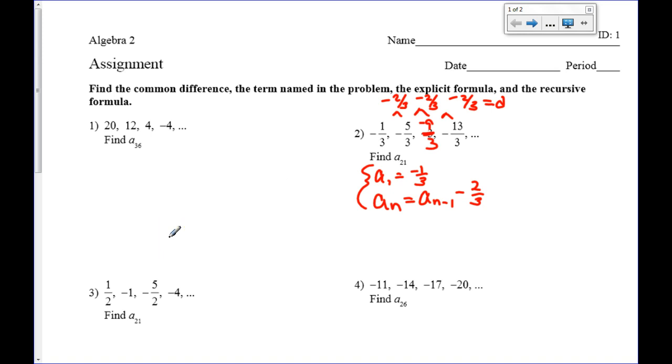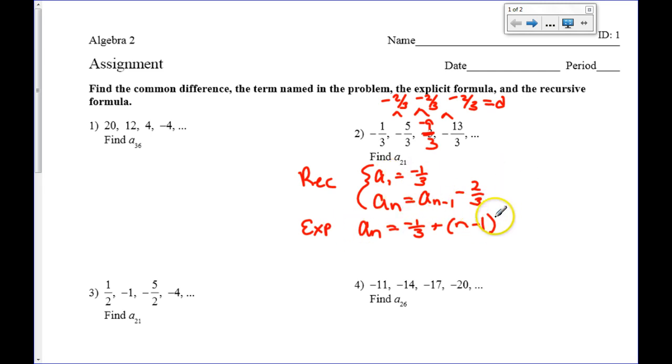Okay, so now we want to find the explicit formula for this. And the explicit formula is A sub n equals A sub 1, which is -1/3, plus n minus 1 times D. Wait, I'm sorry, what do you mean? The explicit formula. This was the recursive. So don't you usually find explicit first? You don't have to. I just think recursive is easier to find with this, so I just put it first. You can do it either way. So when you know what the D is, then you can find recursive first? Yeah. As long as you know A1 and D, it's easy.